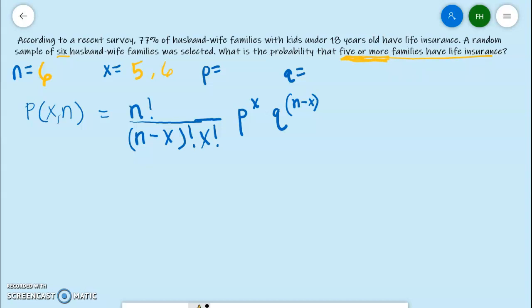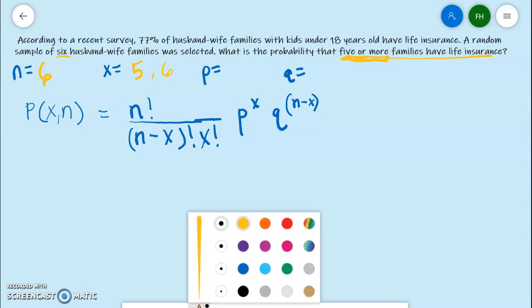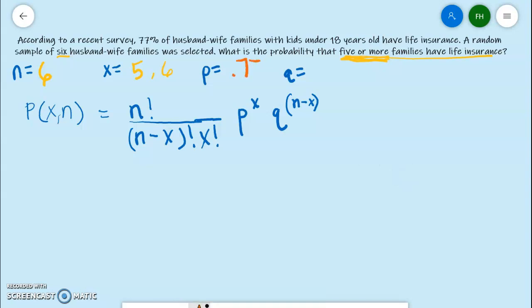Okay, so for P, the probability of them having life insurance is 0.77. So Q would have to be 0.23. Now we're ready to plug in. First, we're going to do the probability of 5 with a sample of 6. So plug in your values.